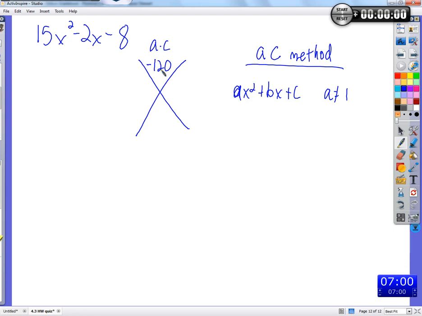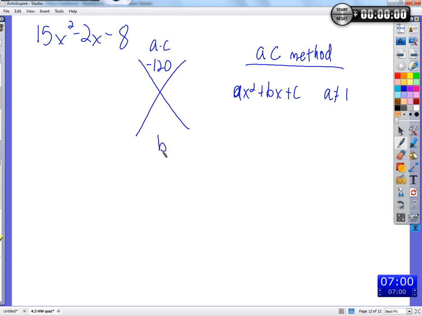All right, so what we've done here is we've taken all the factors of 15, multiplied them by all the factors of negative 8. Like we've mushed all the factors together into one mega number. So all the factors of 15 and of negative 8 are in this number. Does that make sense? Yep. Okay.